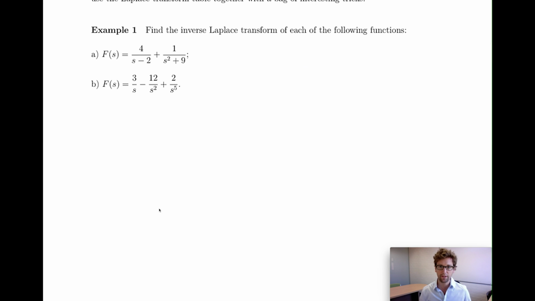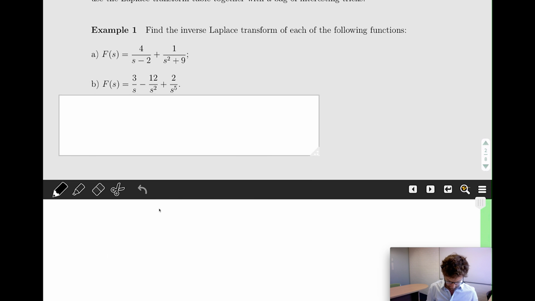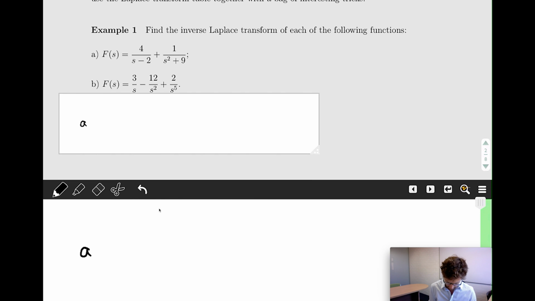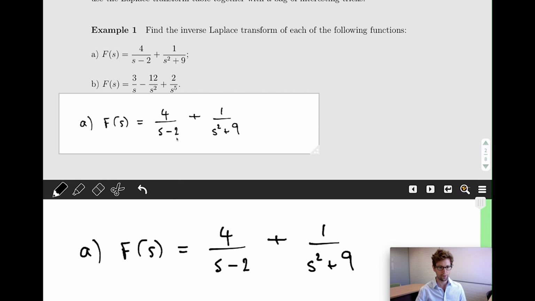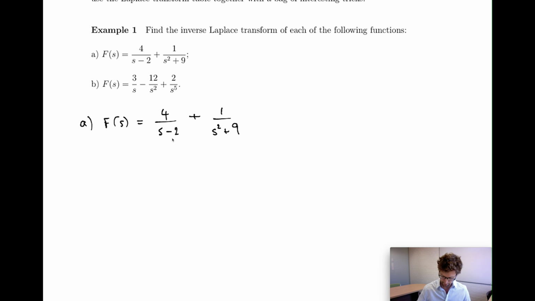So here we're looking for the inverse Laplace transforms of these functions. So function 1, or function a, is the function big F of s equal to 4 over s minus 2 plus 1 over s squared plus 9. Now, let's take a look at the first piece here, 4 over s minus 2. What function does that look most like in the right-hand side of our tables? Let's take a look.